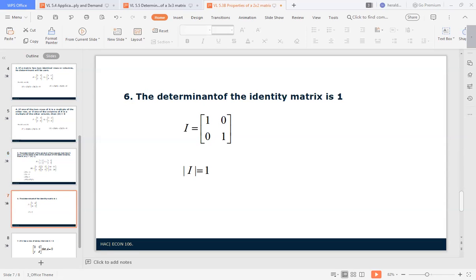Let's go to the sixth one. For the sixth one, the determinant of the identity matrix is 1. So in this case, we have a 2 by 2. The determinant is equal to 1. Now, if it's a 3 by 3 or a 4 by 4 identity matrix, the determinant is also equal to 1.